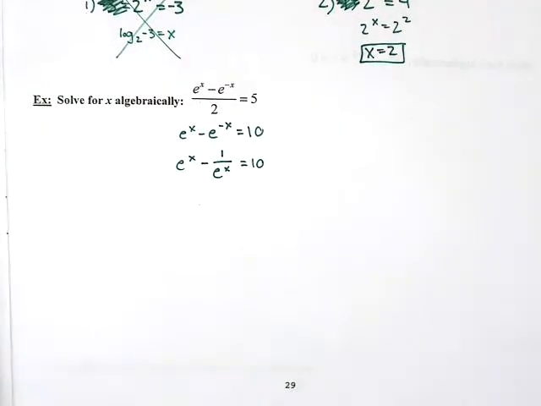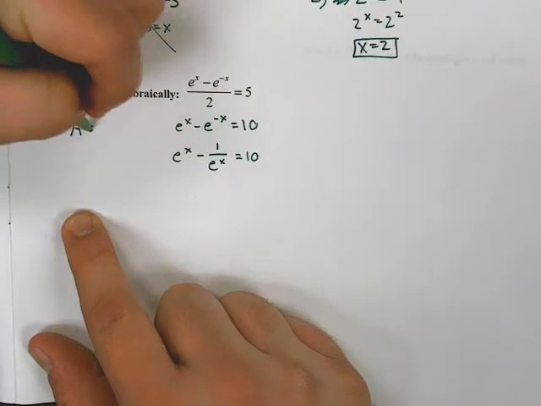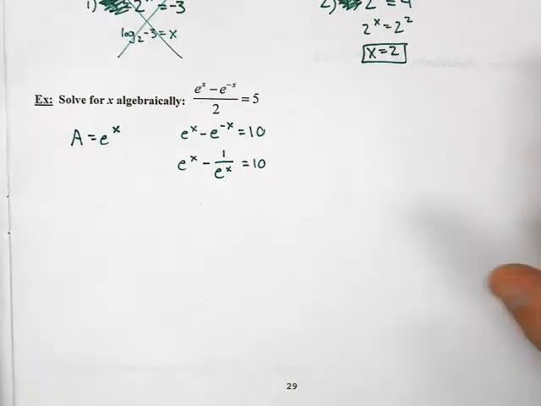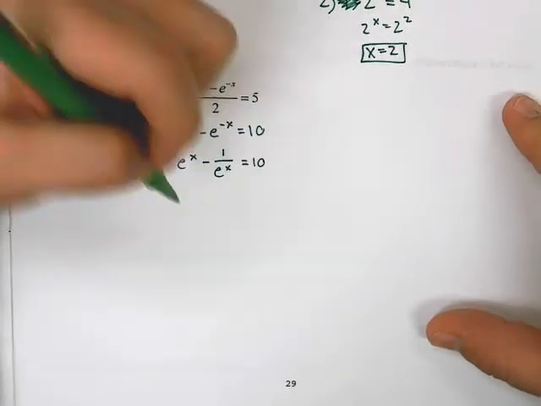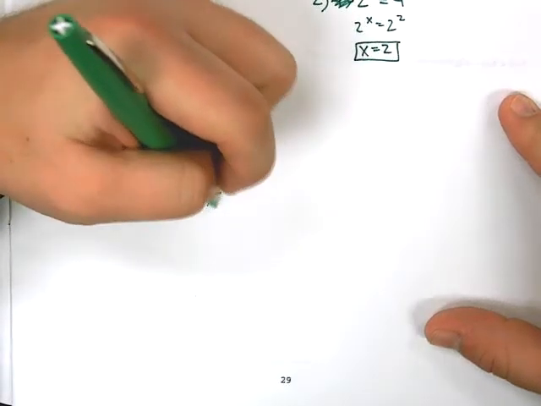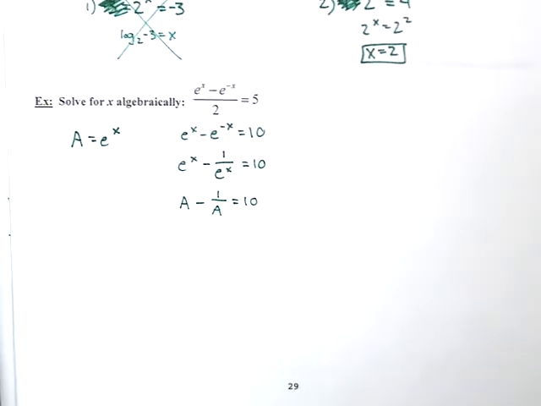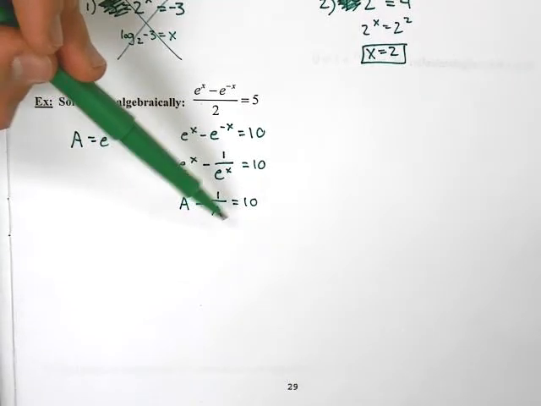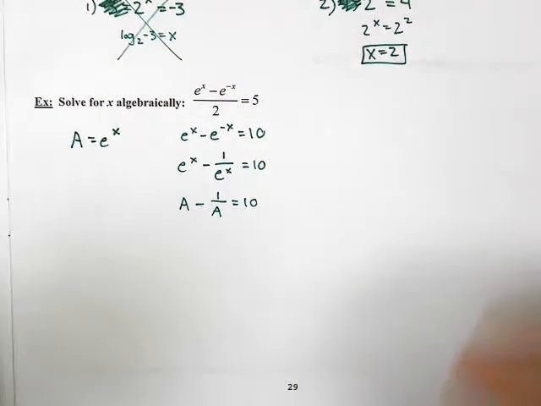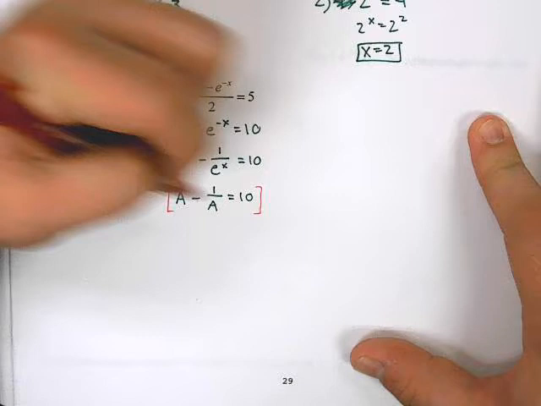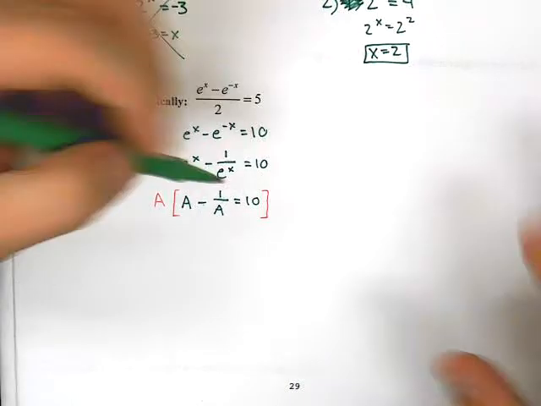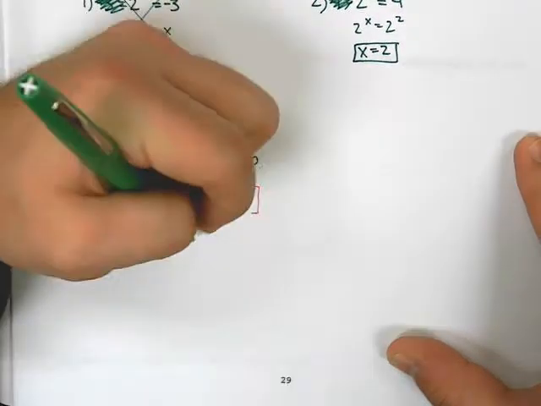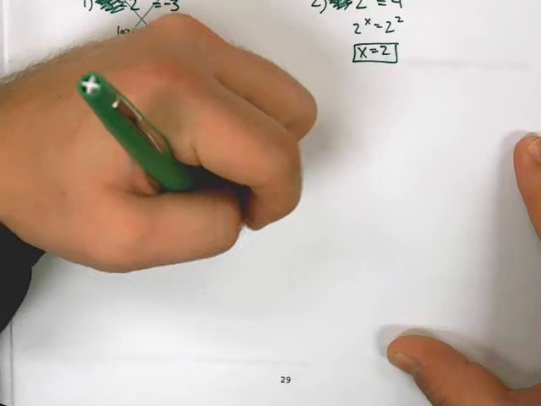So what do you think we're going to set as a? Hopefully you said e to the x. Because now I'm just going to replace any e to the x with a. a minus 1 over a equals 10. One thing I would strongly encourage here is get rid of the fraction. To get rid of a denominator, we can multiply the entire thing by that denominator. So if I multiply by a, please remember you have to distribute it everywhere. You're going to get a squared minus 1 equals 10a.